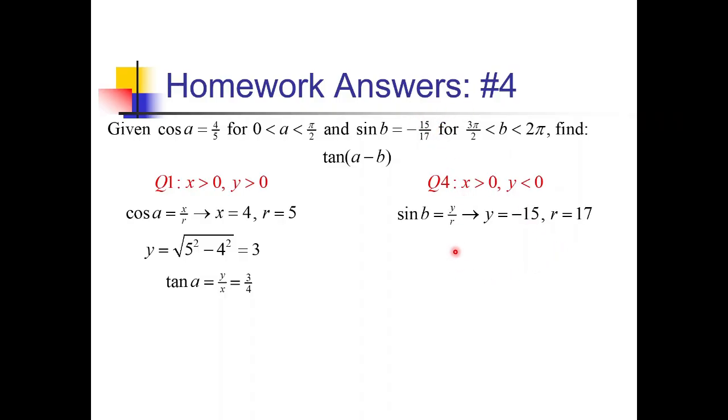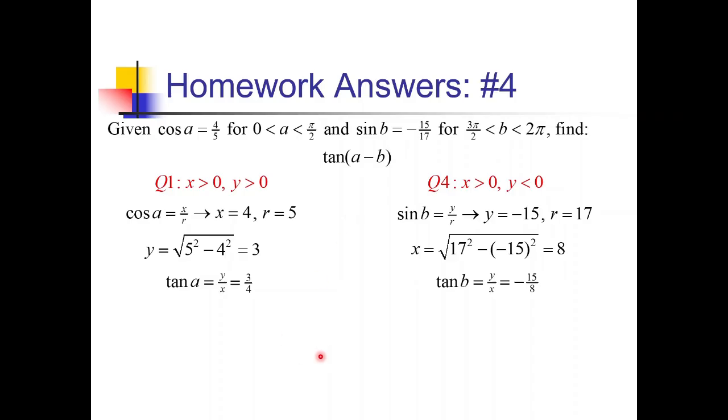And then to get the x value, I'm going to do x equals the square root of r squared minus y squared. So 17 squared minus negative 15 squared. This is 289 minus 225. That's 64. Square root of 64 is 8. Again, tan is y over x. This time we're doing tan of b, though. So we've got a different y over a different x. So in this case, we've got negative 15 over positive 8.